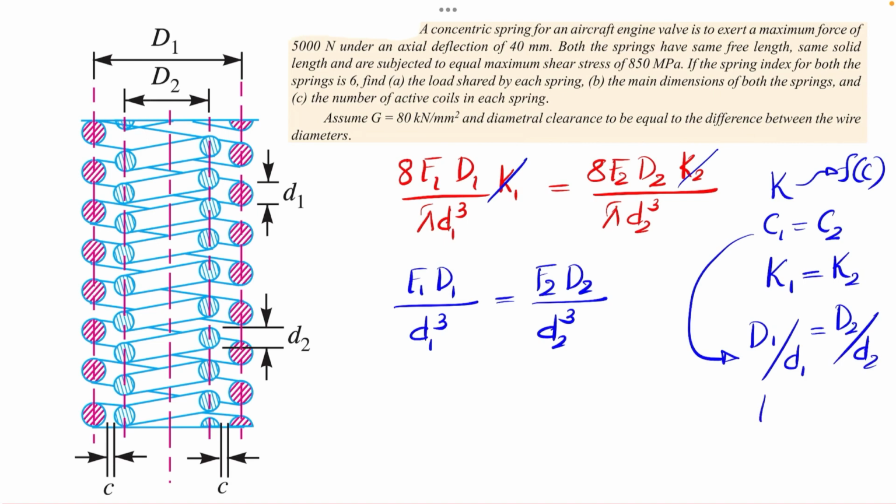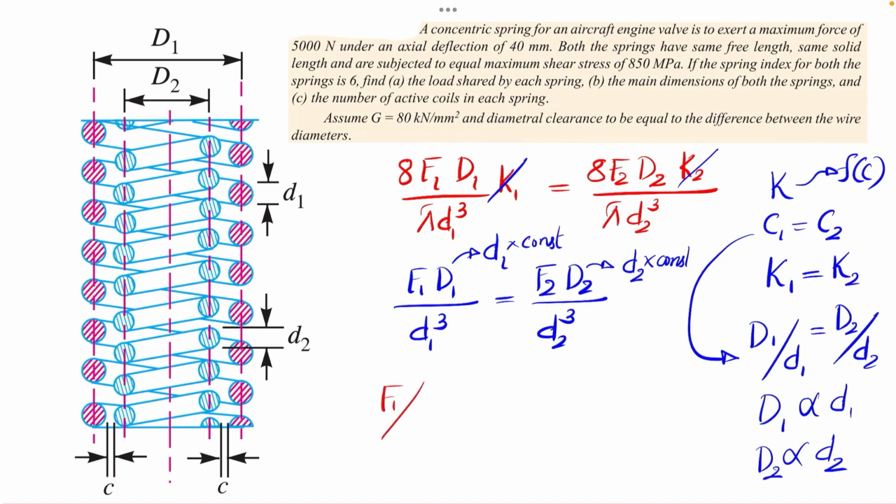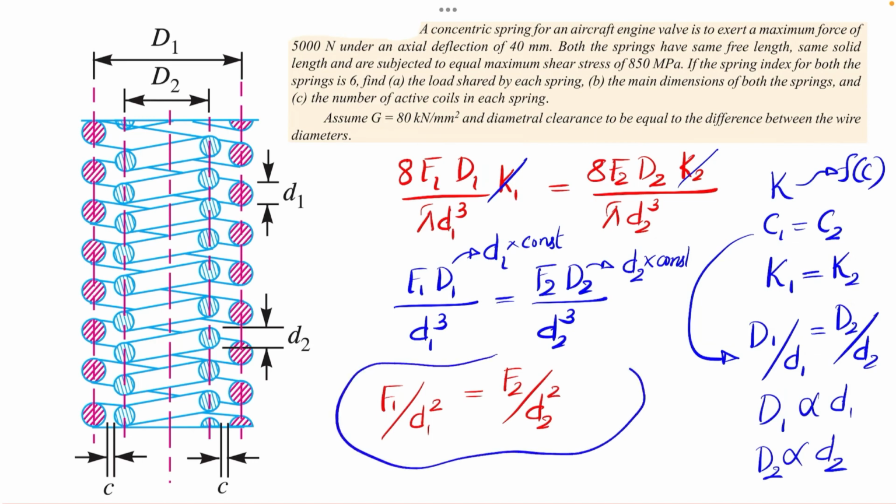That means we are having D1 divided by small d1 equal to D2 by small d2. Or in another way we can write D1 is proportional to d1 and D2 is proportional to d2. So I can write here some constant into this, which can be replaced with D1, and here also this can be replaced with D2. That means some constant, and here also into some constant I can write. Then this will be simplified to F1 divided by d1 square is equal to F2 divided by d2 square.